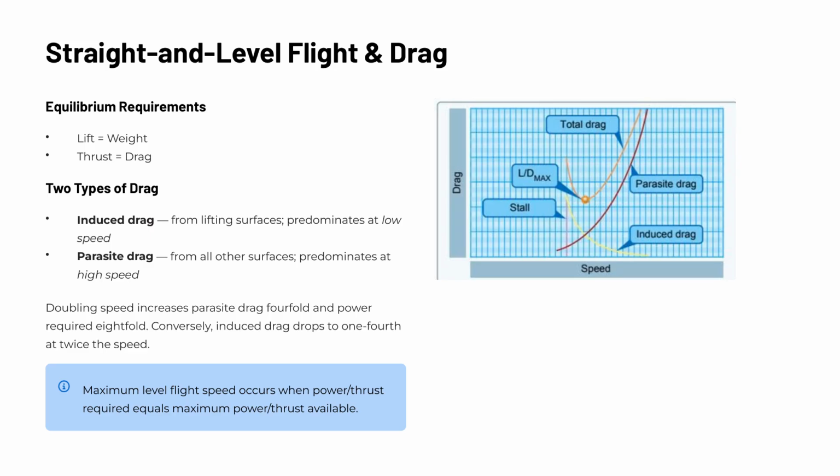Now, drag itself comes in two distinct forms. Induced drag is generated as a byproduct of lift production from the wings and other lifting surfaces. It dominates at low airspeeds, where the wings must work harder to generate the required lift. Parasite drag, on the other hand, comes from all non-lifting surfaces, the fuselage, landing gear, antennas, and so on, and it dominates at higher airspeeds.